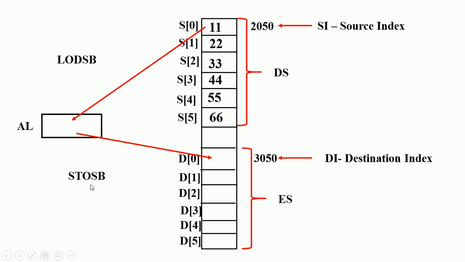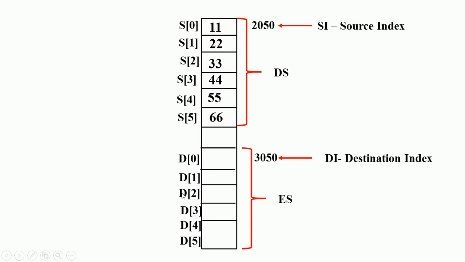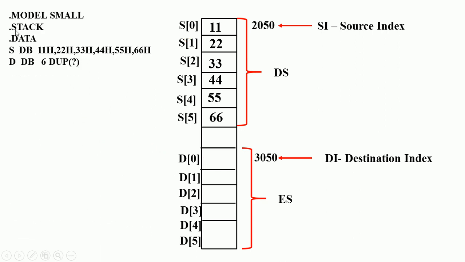In the same manner, if you go for store string byte, automatically it is going to transfer the content of AL to the memory. That address is given by ES with DI. After data transfer from AL to this, automatically the content of DI is incremented by 1, because here the direction flag is reset by default. Now you can consider this program.